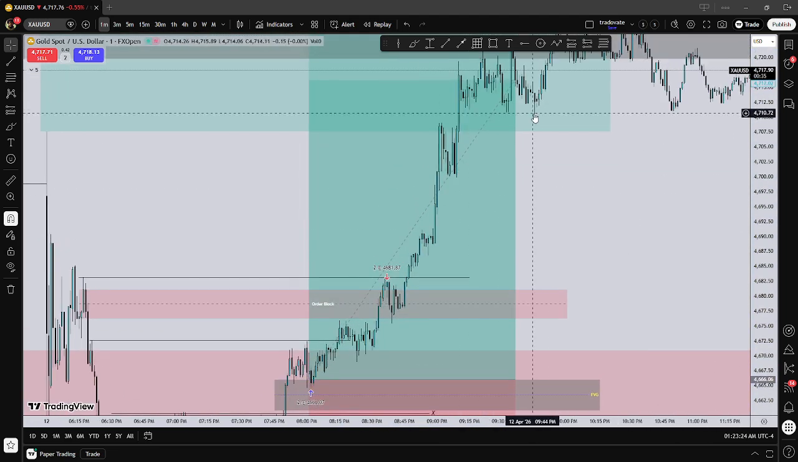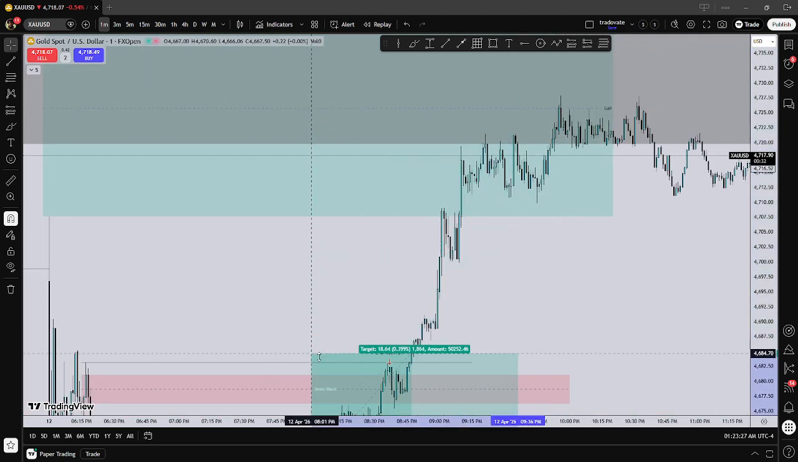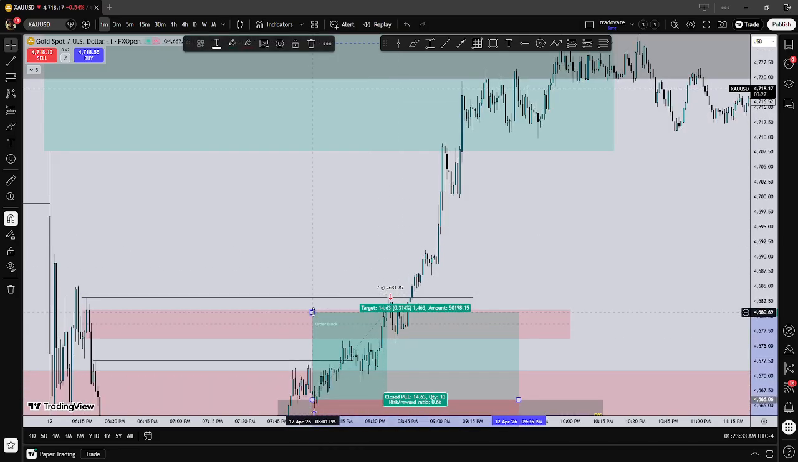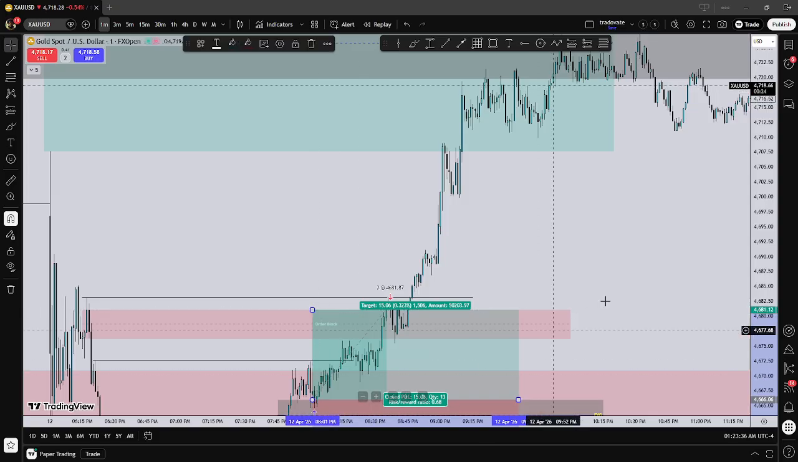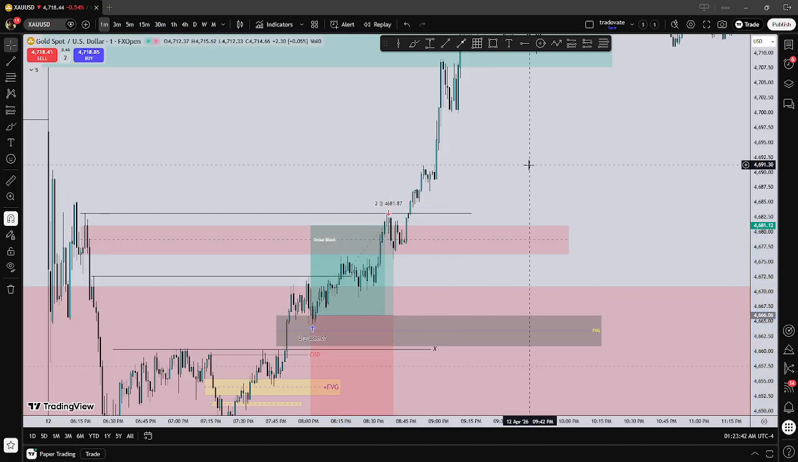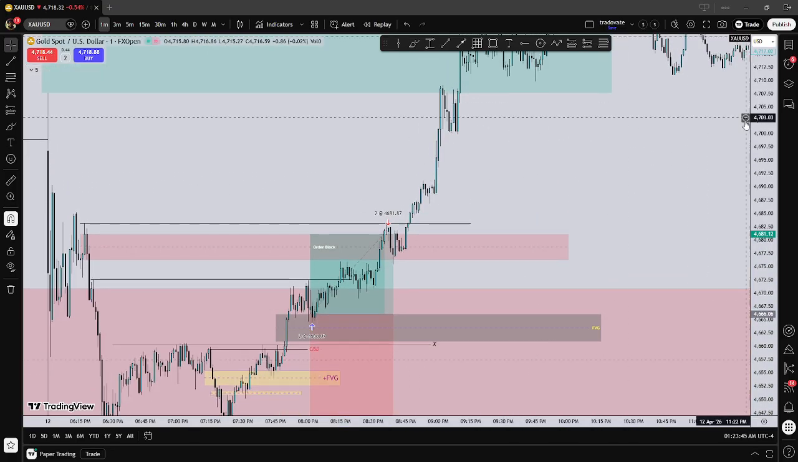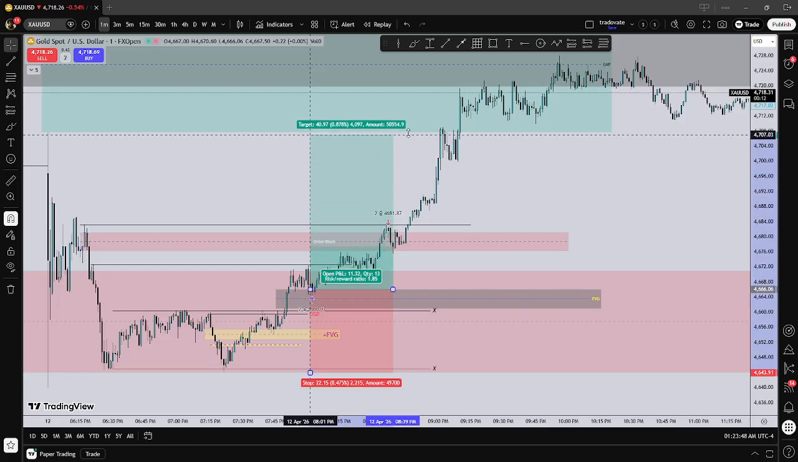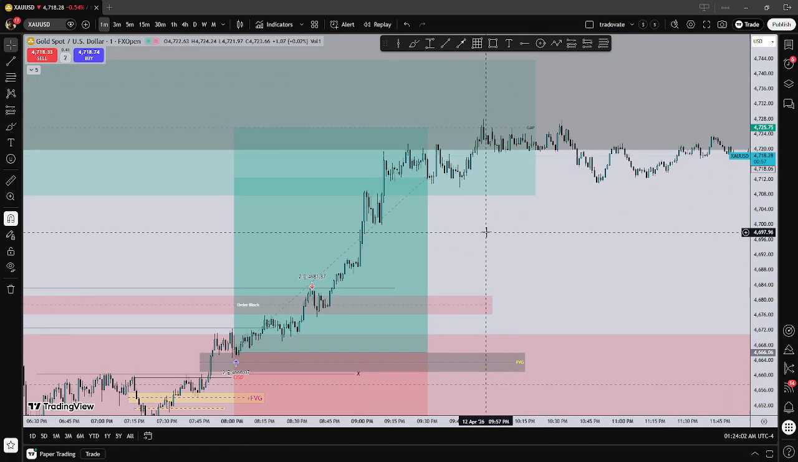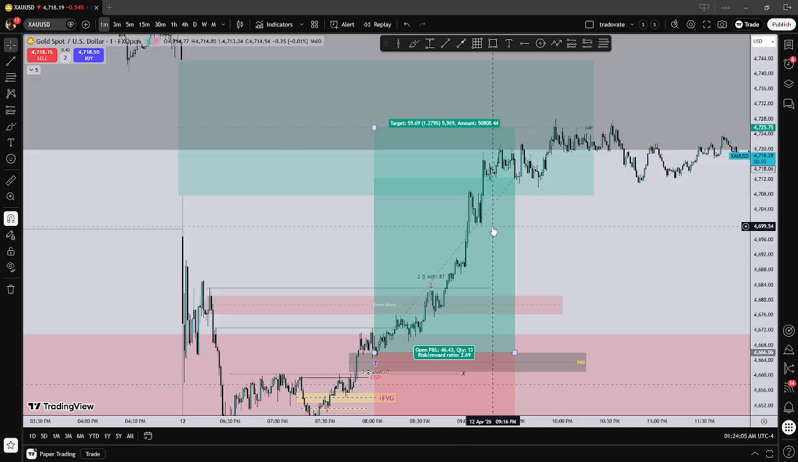I took TP at 4681, which roughly looks like a 1 to 7. Ideally, I could have held this trade longer towards the draw on liquidity, which would have been at least the 50% of the gap, which would have made this trade a 1 to 2 if I had held. And then further to the consequent encroachment at 2.6.